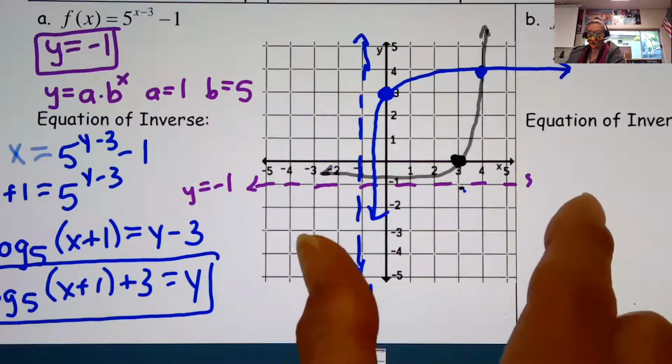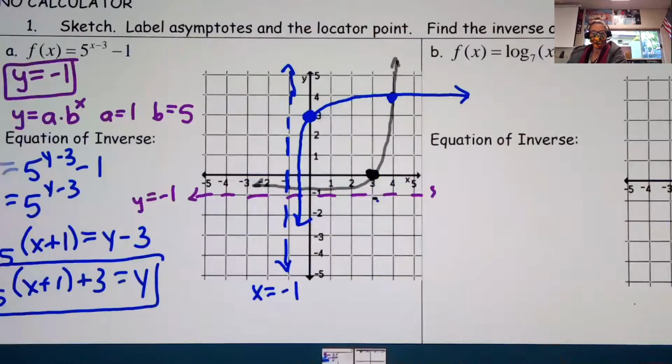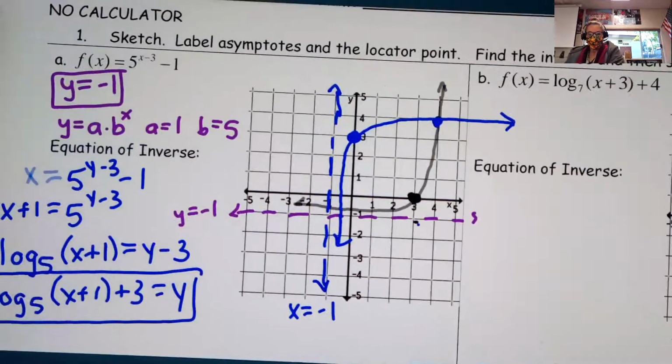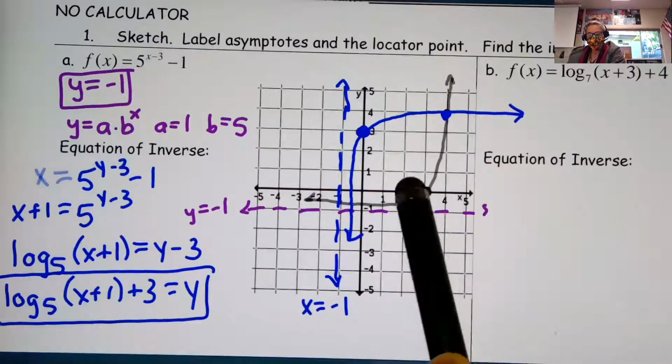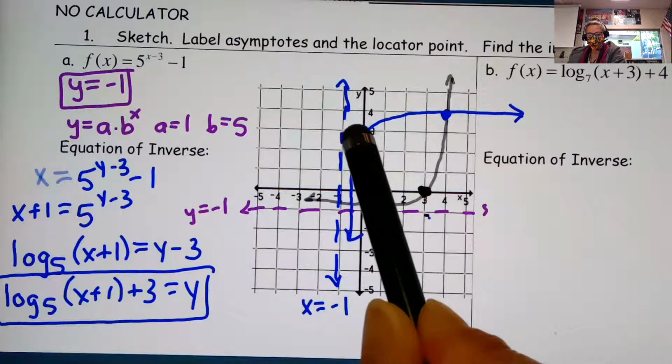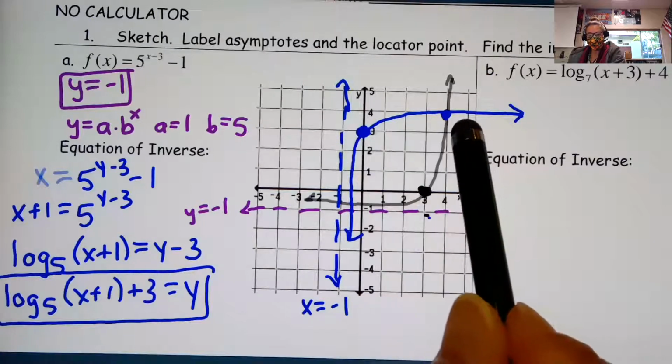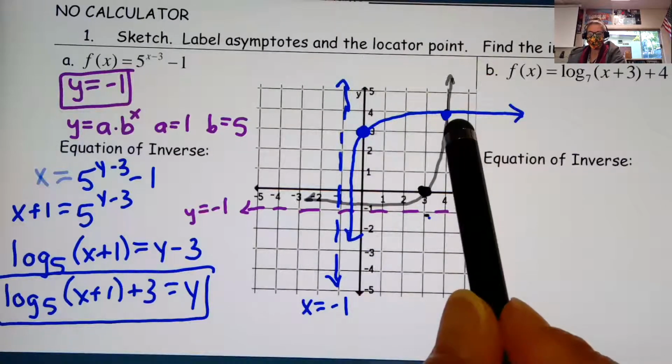Okay, make sure. So again, this point was at 3, 0. The inverse is at 0, 3. This point was at 4, 4. And the inverse is at 4, 4.